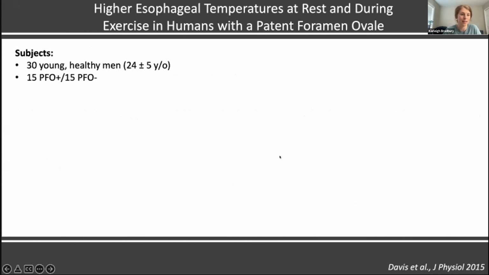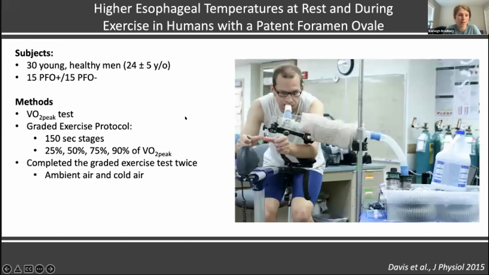In this study, they studied 30 young, healthy men. On the very first visit to the lab, they underwent an ultrasound screening to determine whether or not they had a PFO, and they ended up studying 15 PFO positive and 15 PFO negative men. They came back to the lab 3 more times. They did a VO2 peak test, which helped determine the exercise intensities for the graded exercise protocols that they would do.